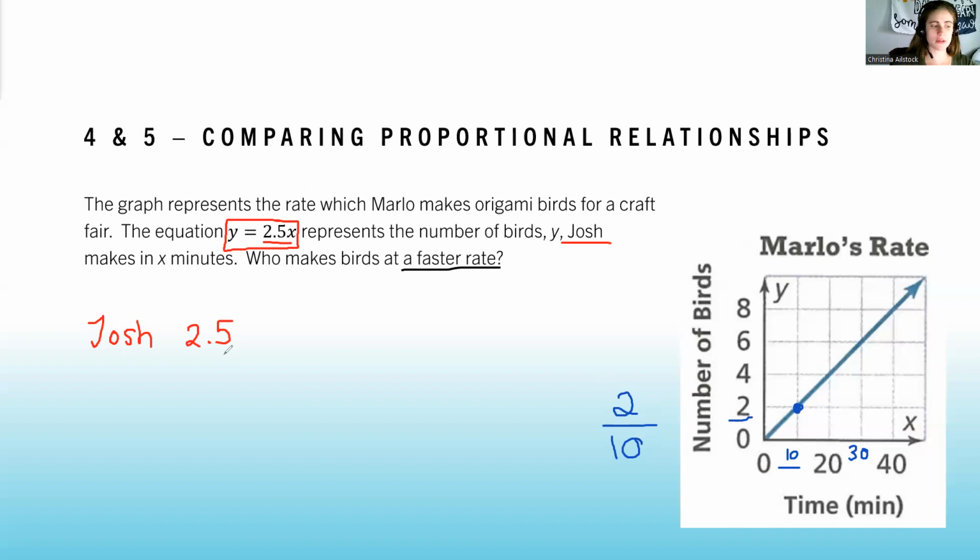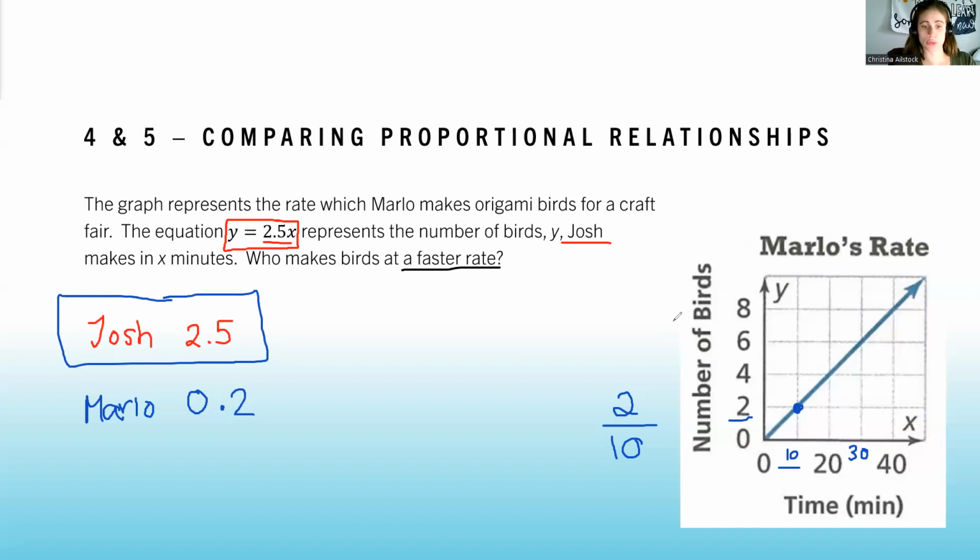Well, because Josh's information is as a decimal, let's divide that fraction out to also give us a decimal, because that'll make it easier to compare. So for Marlowe, if we take 2 and divide that by 10, we get 0.2. So Marlowe, it takes a little bit longer because Marlowe can't even get 1 bird done in a minute, where Josh is obviously Speedy Petey over here because he can get 2.5 done. So Josh is our winner. He can make these birds at a much faster rate than Marlowe can.